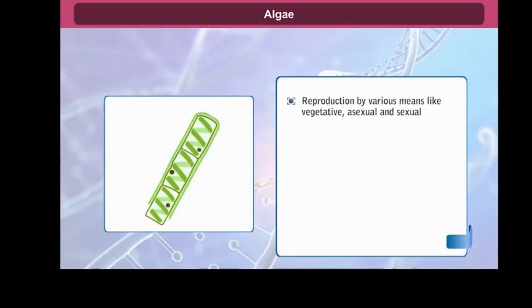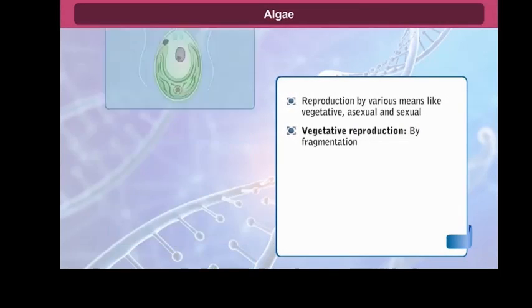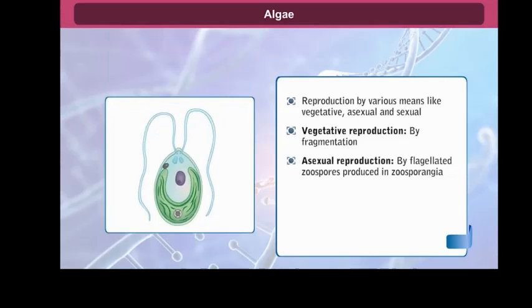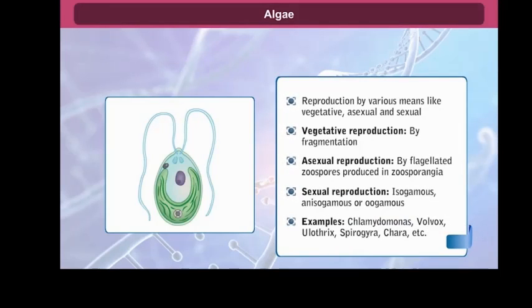Reproduction by various means like vegetative, asexual and sexual. Vegetative reproduction by fragmentation. Asexual reproduction by flagellated zoospores produced in zoosporangia. Sexual reproduction: isogamous, anisogamous or oogamous. Examples: Chlamydomonas, Volvox, Ulothrix, Spirogyra, Chara, etc.